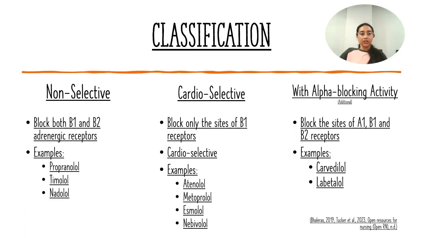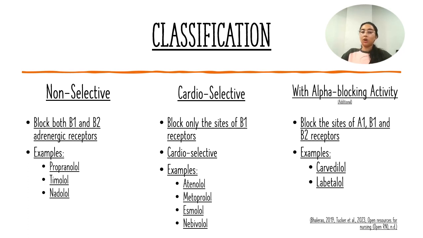So coming to the classification, there are 3 types. Also, there are 3 generations of beta blockers, but we are going to classify the beta blockers based on their selectivity. So there are 3 types. One is non-selective, second is cardioselective, and third is not cardioselective, but has an additional property that they also block alpha-1 receptors.